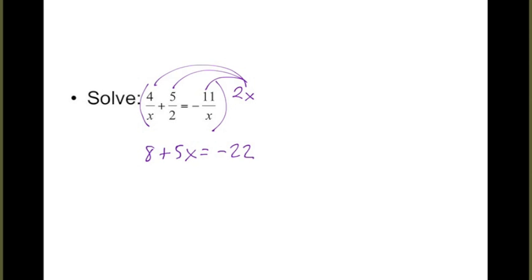So our first step is find the least common denominator and multiply the whole equation by it. Once you've done that, it should turn into just a normal, in this case, linear equation to solve. So then we're going to subtract 8 from both sides and divide by 5 on both sides.